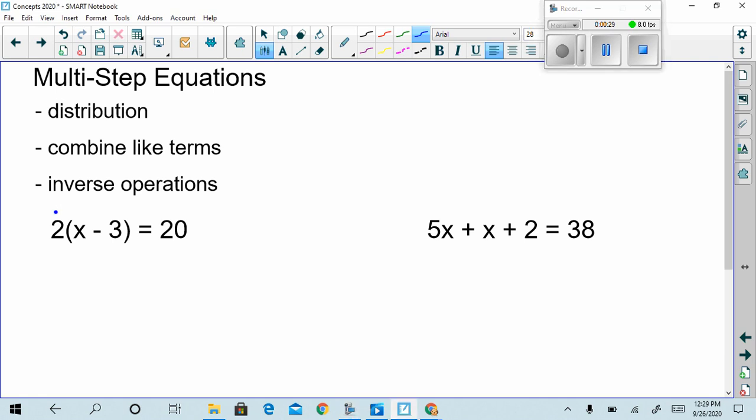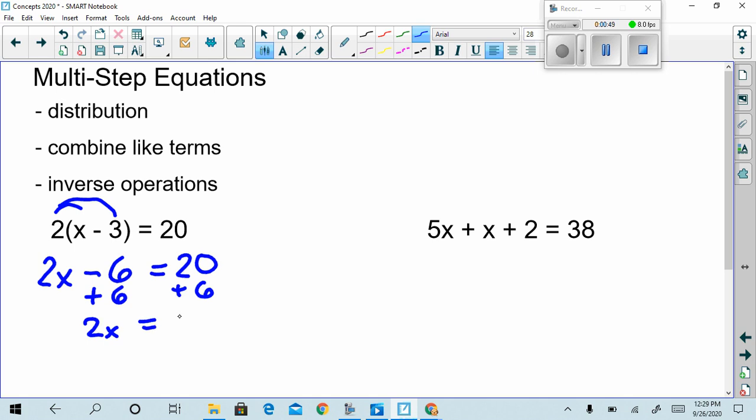We see those parentheses around an expression, so we'll multiply 2 times x and 2 times -3. That was step 1, distribution. Step 2, let's add 6 to both sides and simplify. Third step, let's divide both sides by 2, and we find our solution to be x is equal to 13.